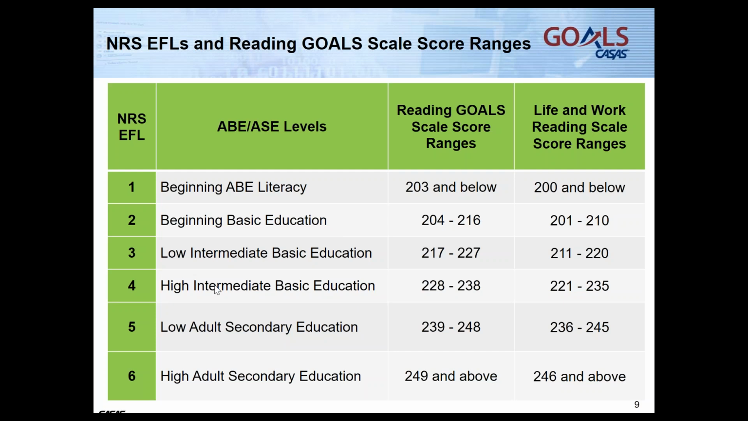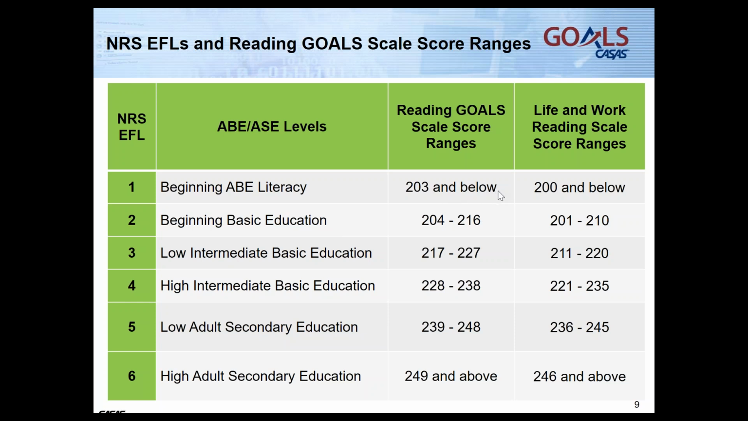The next slide shows the new score ranges for the Reading Goals series, and I put them up right against these current score ranges for the Life and Work Reading series for ABE and ASE, so that you can easily compare them. The way that we came to these new ranges, and this is what we do for all of our new series, is we convene a panel of what we call subject matter experts from all over the country. Those are adult education practitioners who are familiar with ABE and ASE learners and have quite a lot of experience and are familiar with the college and career readiness standards.